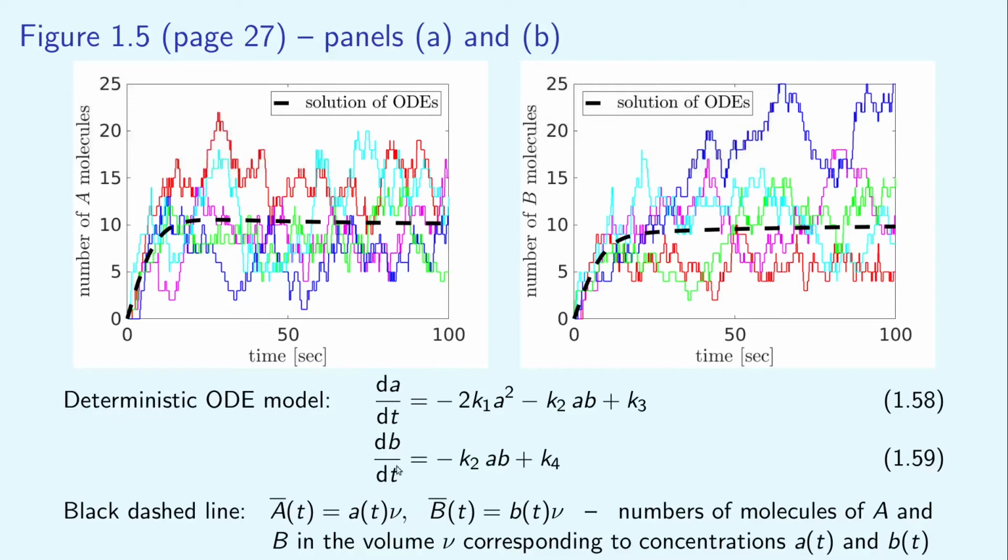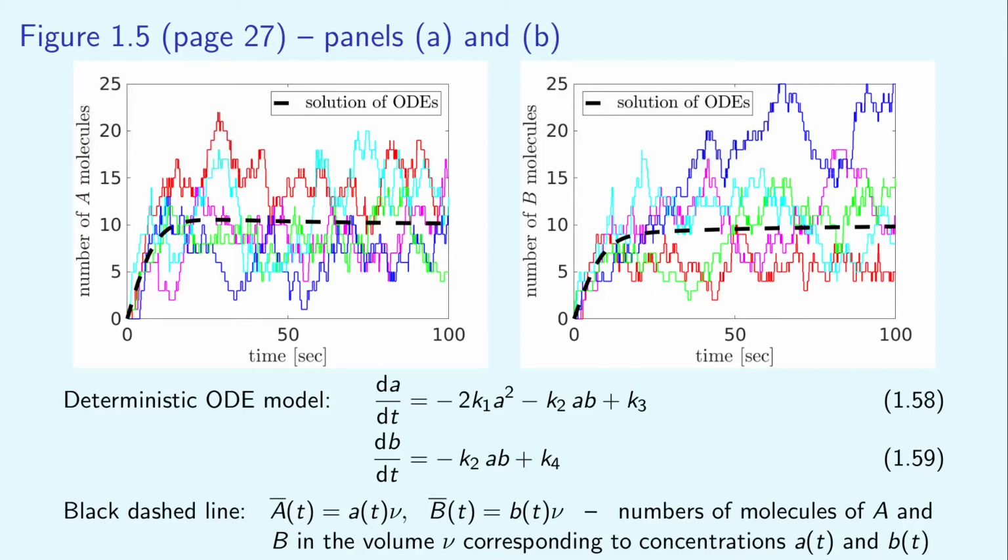It is a system of two ordinary differential equations for the concentrations of chemical species A and B, which we denote by lowercase letters. Our second order chemical reactions are removing molecules from the system, so they correspond to these negative terms. The production reactions correspond to these positive constant terms, k3 and k4. Multiplying the concentrations a and b by the system volume nu, we obtain the number of molecules in the system, which we plot as black dashed lines. We use the same initial condition as for the stochastic model. That is, we have no molecules of A or B initially in the system.